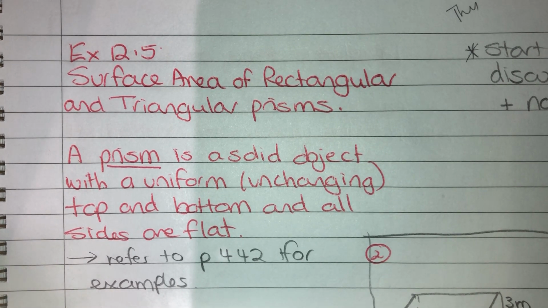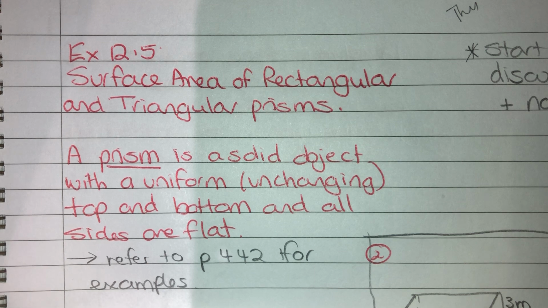So this lesson is 12.5, surface area of rectangular and triangular prisms. Now, before we can do any of this, we need to think about what a prism is. So you need to write this definition, so press pause if you need to.